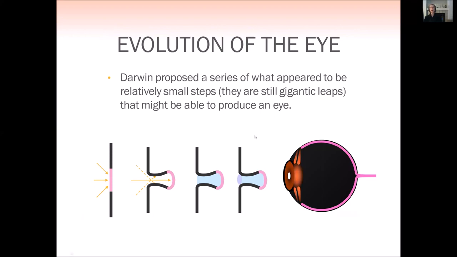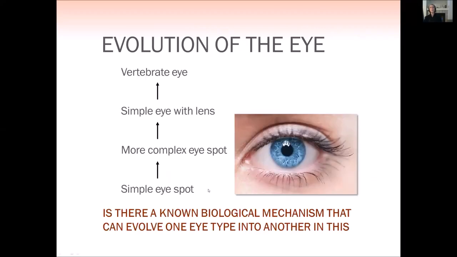He proposed that we would go from a little eye spot to an indented eye spot. And then we would add some fluid, some aqueous humor. And then we would add a lens. And eventually we would wind up with this complex vertebrate eye. But I'd like to point out that even these steps are gigantic leaps.